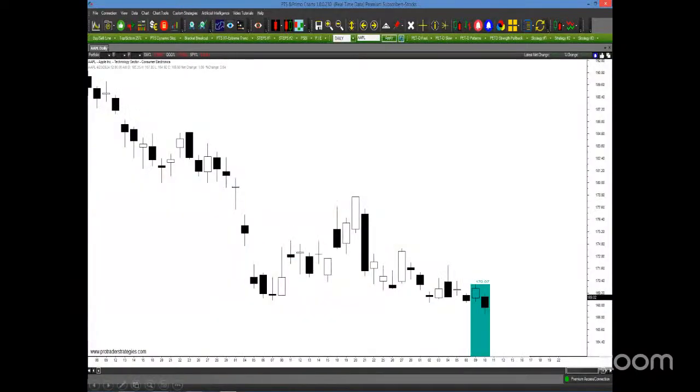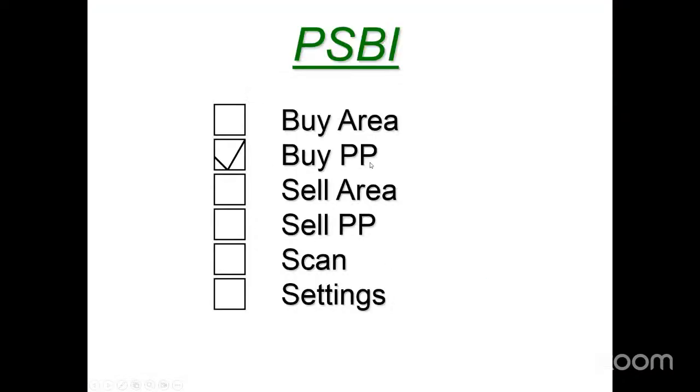Okay, here was an older chart of Apple, and we had a breakout area displayed right here. Now, let's say you were thinking to yourself, well, okay, I was thinking about going long Apple, but where can this go? Is it worth my while to get into it? Well, here's a great way to help you make the decision. So once again, click on the PSBI up here. And since you're breaking out to the upside, click on Buy PP. That's Buy Price Projection.